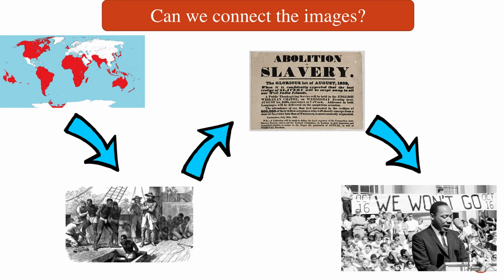They were sold to the highest bidder and then forced to work on plantations with very, very little rights. Their identity, their family, their friends were stripped away from them. Then in 1833, we have the Abolition of Slavery Act, which meant that slavery was illegal. Okay, now that didn't mean that the problem was solved.